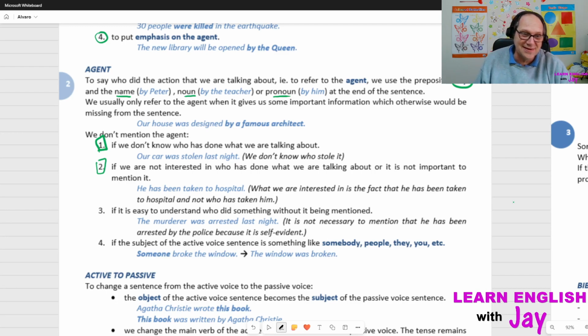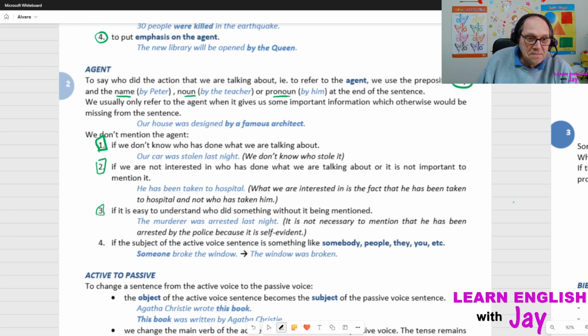Third one, if it's easy to understand who did something without it being mentioned. Again, like we said before, the murderer was arrested last night. There's only one group of people that would be able to arrest somebody, and that's the police. So it is kind of obvious. So we don't need to mention it. The same with a jewelry store was robbed. It's already been robbed. We know it's a thief. You don't have to say that. We don't know if it's the owner, but it's going to be a thief. So it's not worth mentioning.